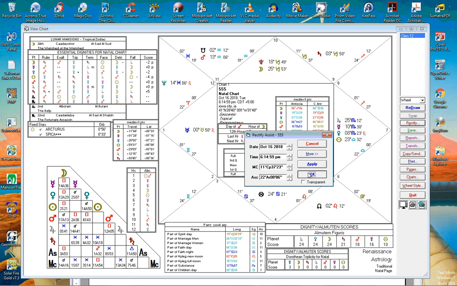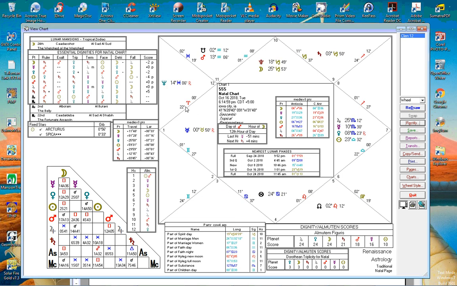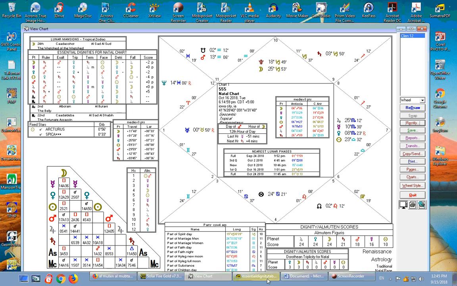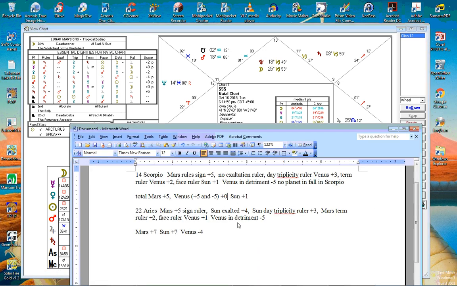issues with almutens. So just for illustrative purposes, we're going to make 22 Aries rising. You can see that the Sun is still above the western horizon here, so it hasn't set yet. It's still a day chart. Okay, so for Aries, Mars is also the sign ruler, so he's +5. Now, in Aries, the Sun is exalted, so the Sun gets +4. It's a fire sign, so Sun is the day triplicity rulership, and he gets +3.